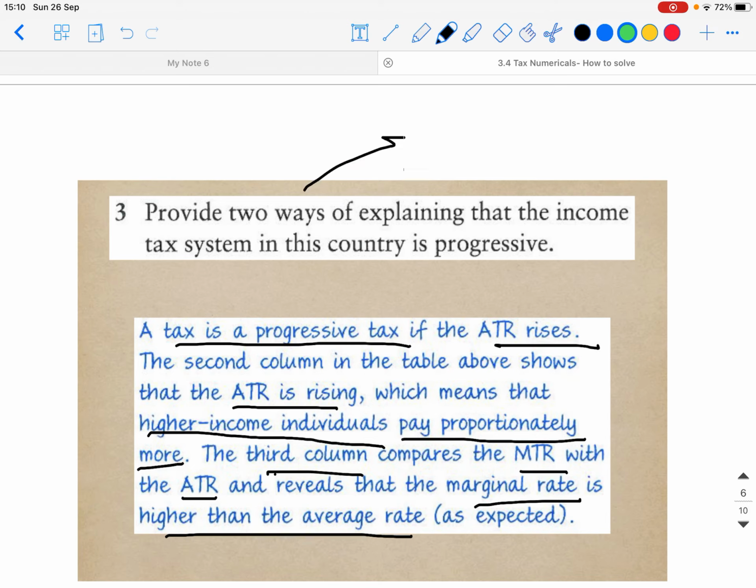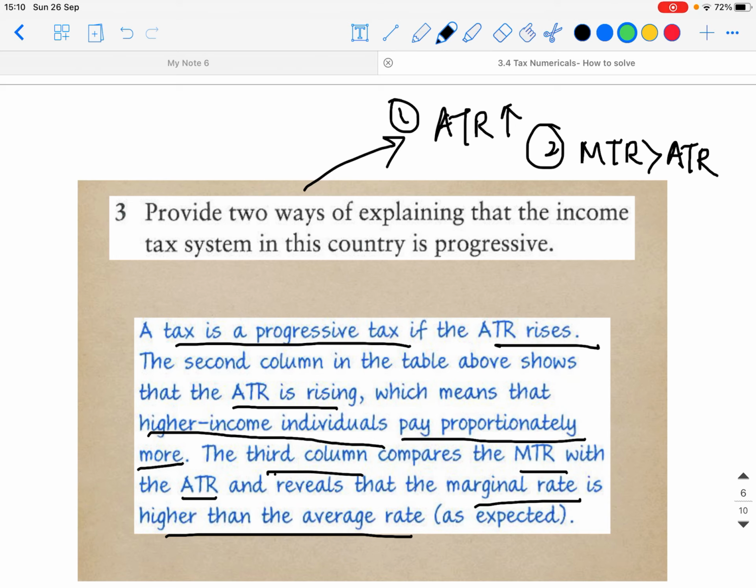So there were two ways you are explaining in this. One is that the ATR is increasing, and the second way is that the MTR is greater than the ATR. So that's why we know that this country has a progressive tax system. This is the way you would write your answer in a paragraph.